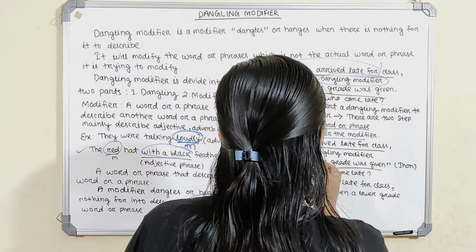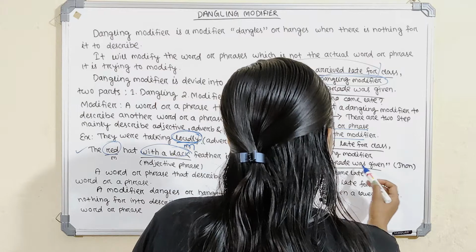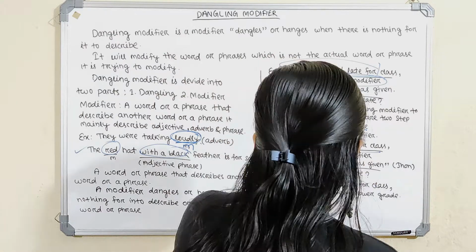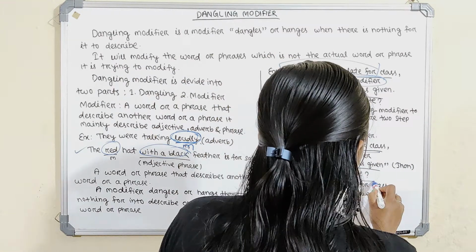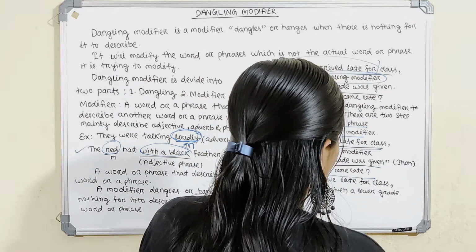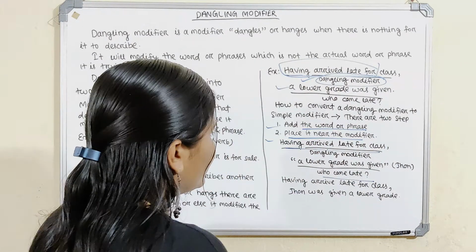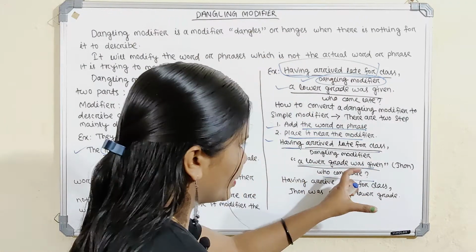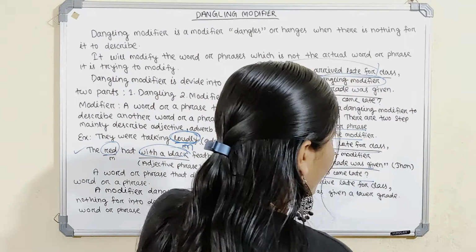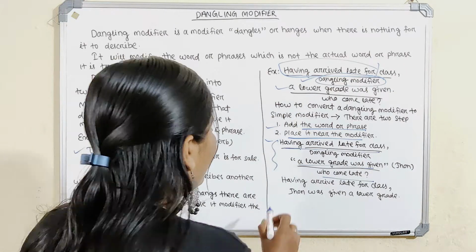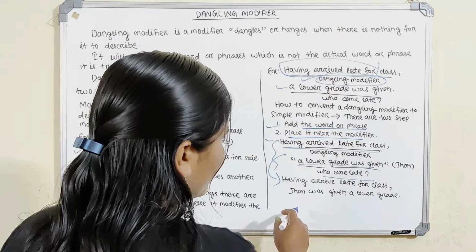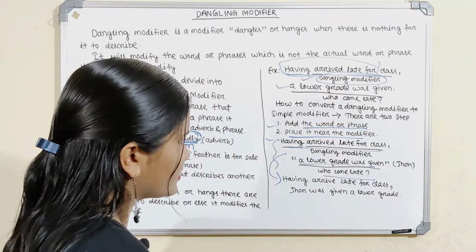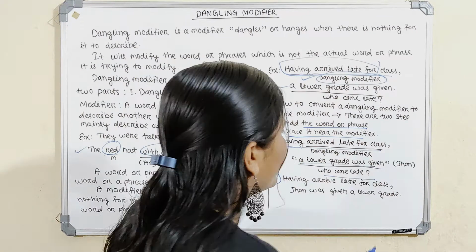It is the same example: having arrived late for class, a lower grade was given. Having arrived late for class is the dangling modifier because there is no information about who came late. If there is nothing to describe, in that case we have a dangling modifier. Who got the lower grade we cannot know, and who came late we cannot know. So it is called a dangling modifier. To change the dangling modifier into a normal modifier, we have to add a word or phrase, so that we get information about who came late.